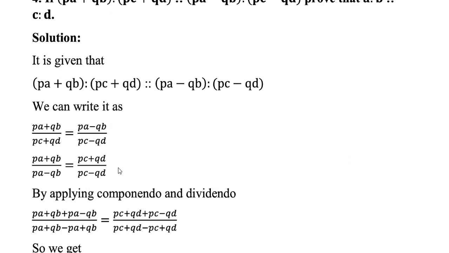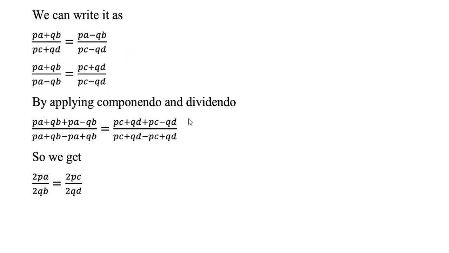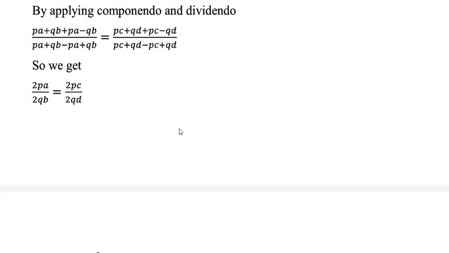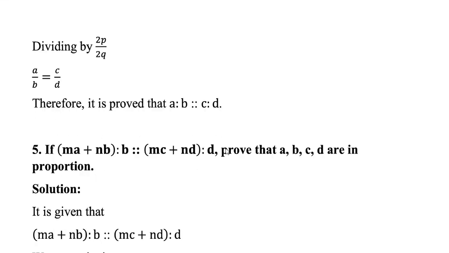Okay, a little bit of calculation or simplification. After applying componendo and dividendo, we will get 2pa + 2qb is equal to 2pc divided by 2qd. After that, dividing by 2p by 2q, you will get a/b = c/d. So therefore we can say that a is to b is equal to c is to d.